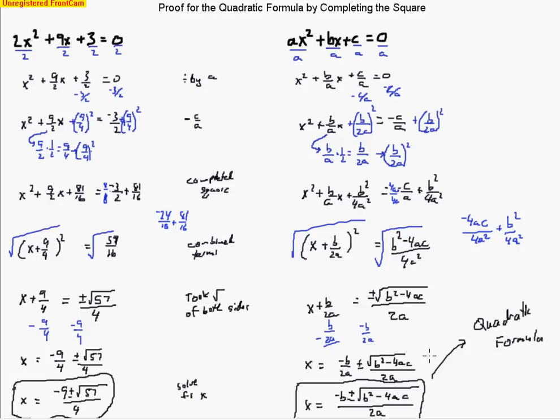See, what we can do is just take our a term, our b term, and our c term, and we can plug them into these variables, and that will give us our answer just like we have here. And so that's what we're going to practice in the next part.